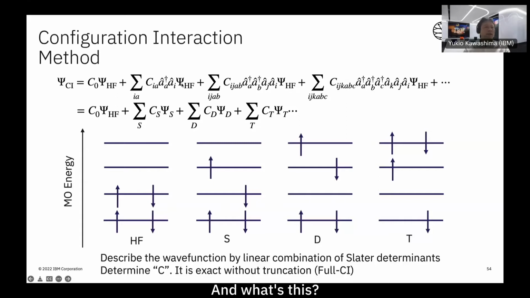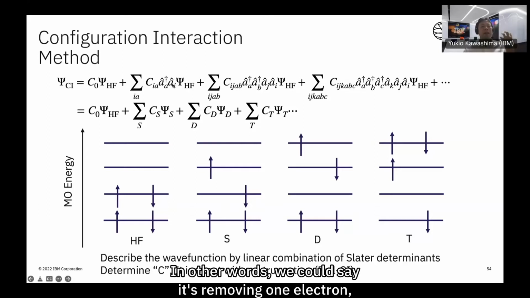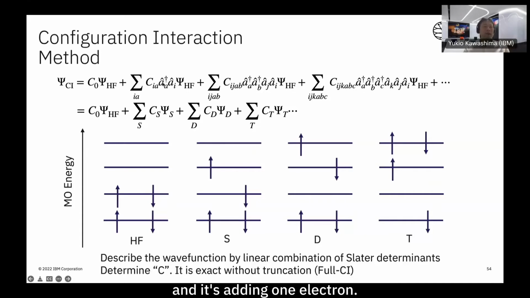And what it's actually doing is, starting from the Hartree-Fock determinant, it destroys a spin orbital and creates a spin orbital. In other words, we could say it's removing one electron and adding one electron. So starting from the Hartree-Fock Slater determinant, you remove one electron and you add one electron. So this corresponds to a single excitation Slater determinant.